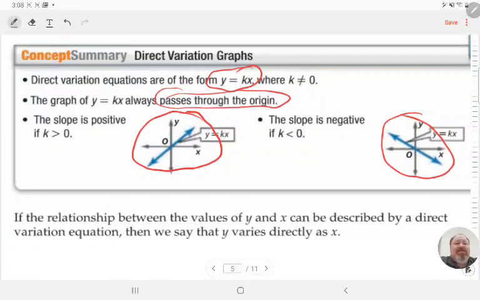And if the relationship between the values of y and x can be described by a direct variation equation, then we say that y varies directly as x. Okay? So as x changes, y varies directly as x changes.